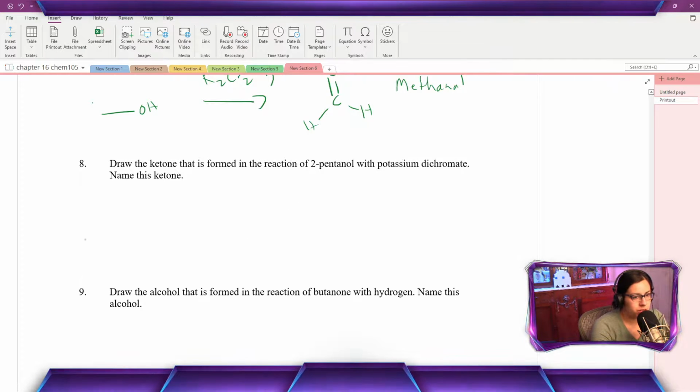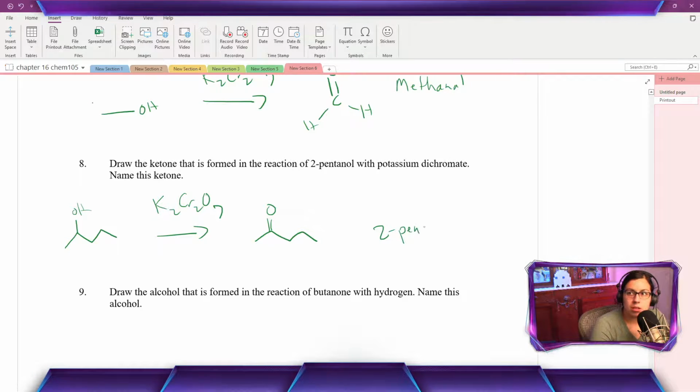2-pentanol. So 1, 2, 3, 4, 5 with potassium dichromate. So forming our double bond. And so now this would be 2-pentanone.